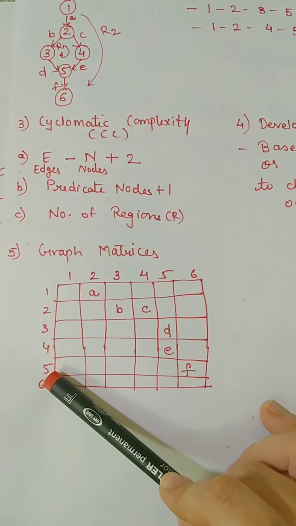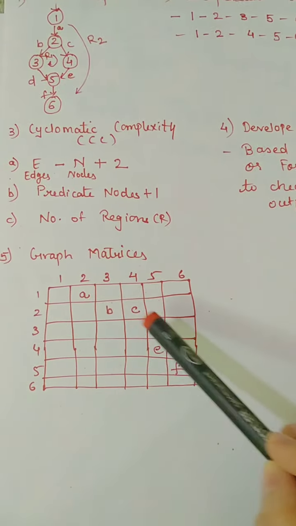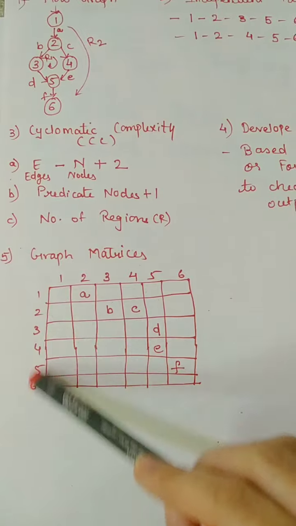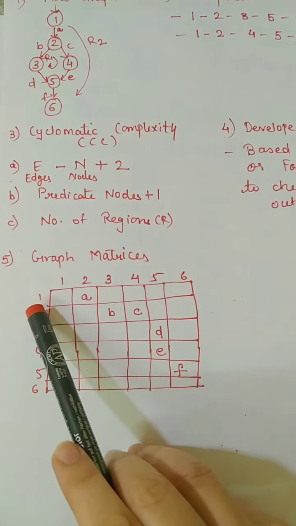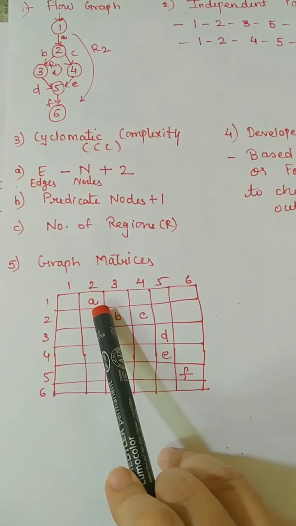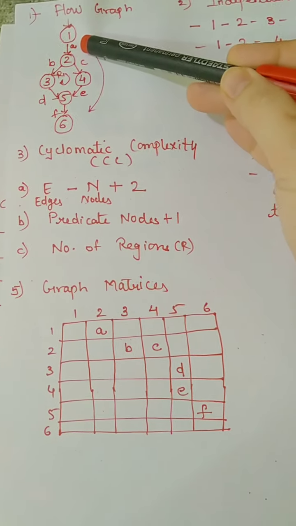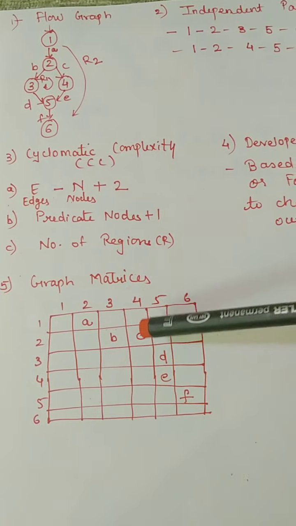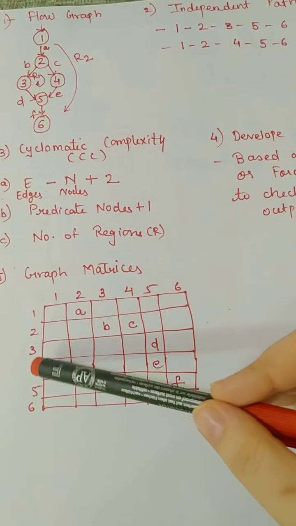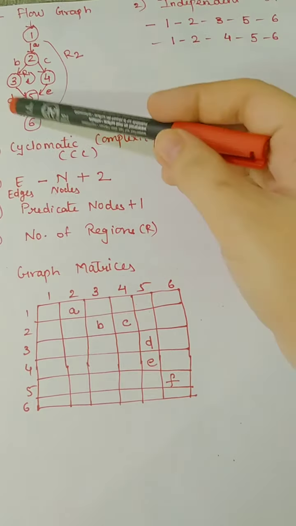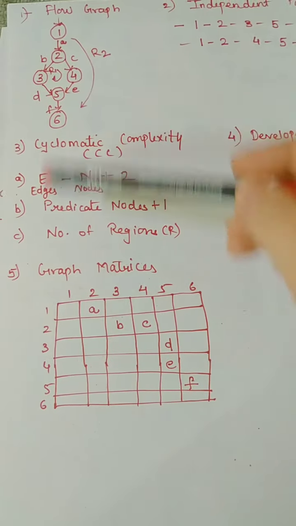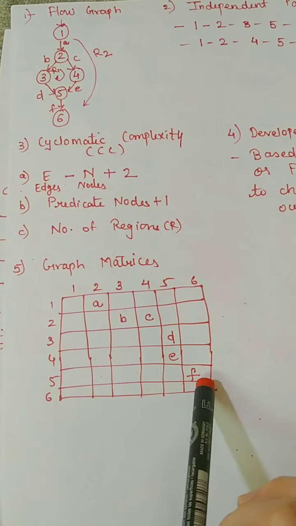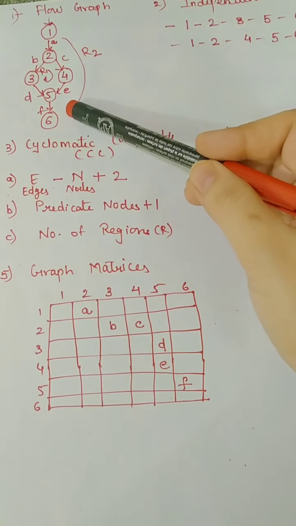Last is to develop graph matrices. As we have named the edges here, and we know that there are 6 nodes, a matrix is created for 6 nodes. From node 1 to 2, what is the edge name? From node 1 to 2, the edge name is A. From node 2 to 3, B is connected, and 2 to 4, C is connected. From node 3 to 5, D is connected, and from node 4 to 5, E is connected. From node 5 to 6, F is connected. So this is the graph matrix for the particular flow graph.